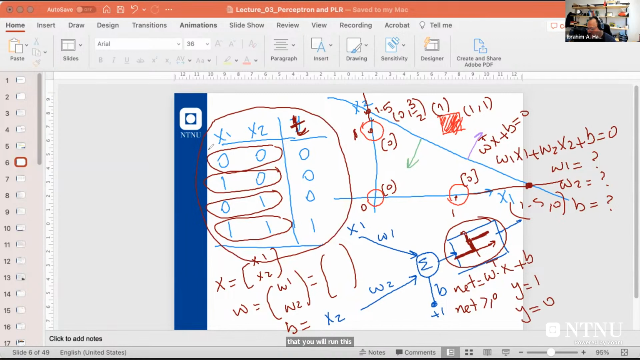So for this one, for example, x equals those values. For this x equal 1, 0. For this x equal 0, 1 and 1, 1. Apply those values and see if you will be able to classify your data points correctly. Is it okay?